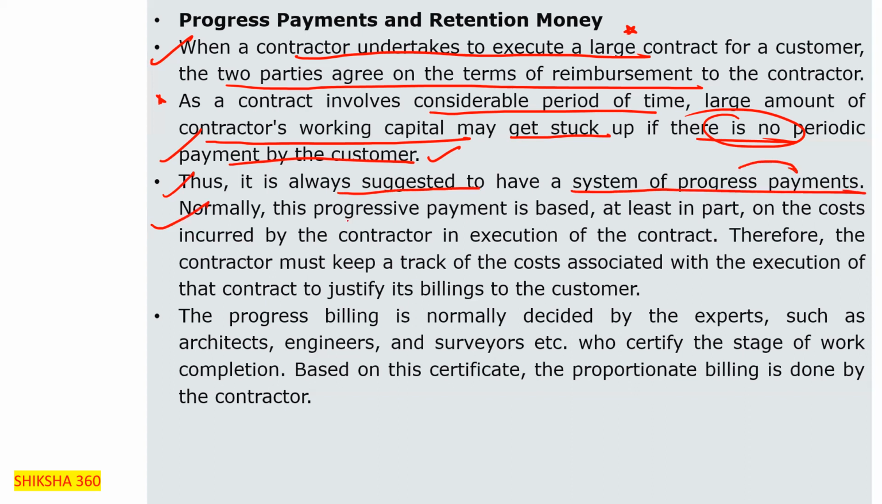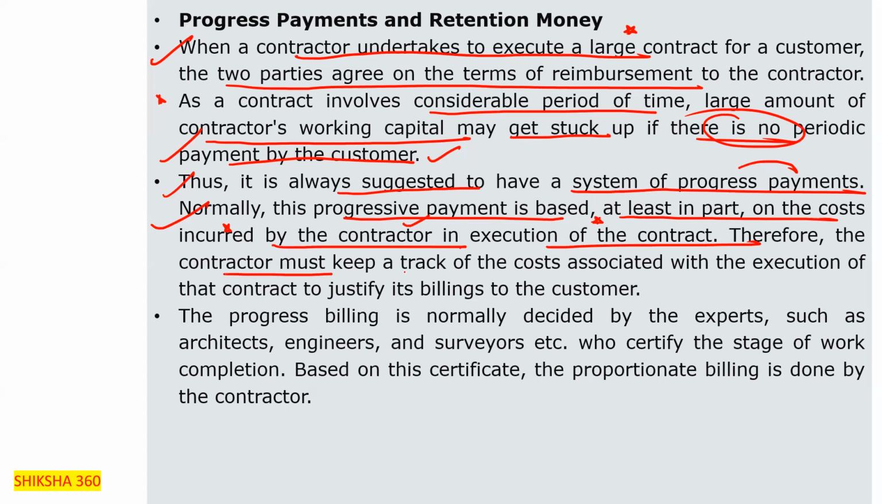Normally this progress payment is based at least in part on the cost incurred by the contractor in execution of the contract. That is, on the basis of how much work they are performing, the payment is to be paid.